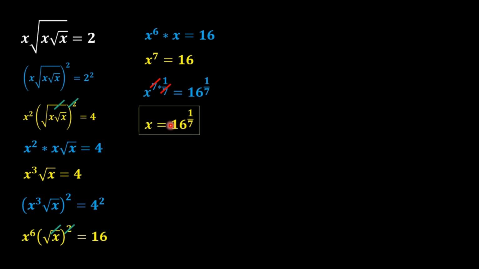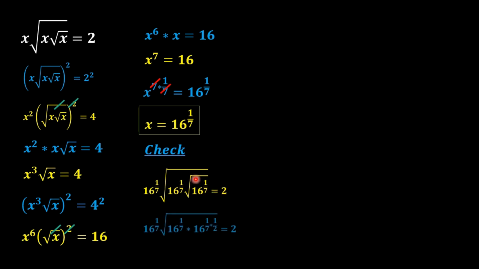Now we should check whether the value x is equal to 16 power 1 over 7 is true for this expression or not. For this purpose, we should replace the value of x with 16 power 1 over 7 in this equation. As a result, we should get 16 to power 1 over 7 under root 16 to power 1 over 7 equal to 2. Now this root value, under root 16 to power 1 over 7, can be written as 16 to power 1 over 7 into 1 over 2.